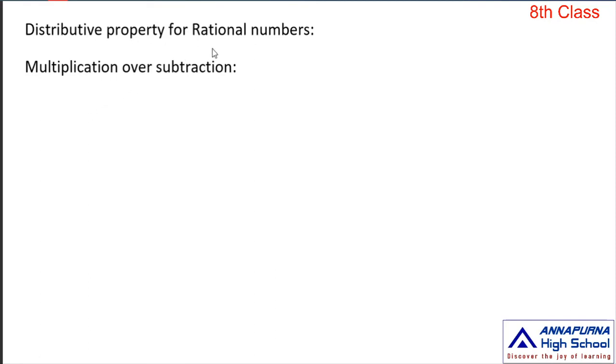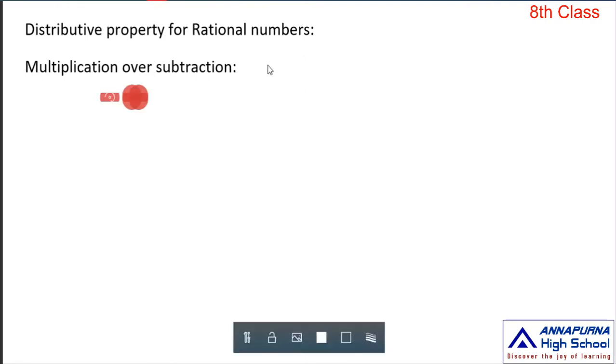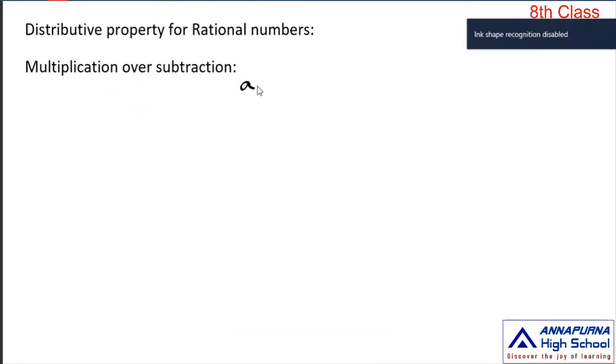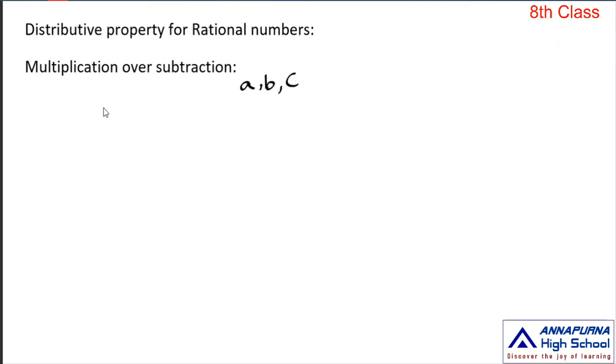Let us verify the collection of rational numbers satisfy this distributive property of multiplication over subtraction. So what is the mathematical condition for this property? Here the mathematical condition is, for any three numbers a, b, c, a into b minus c is equal to a into b minus a into c. This is the mathematical relation of distributive property of multiplication over subtraction.